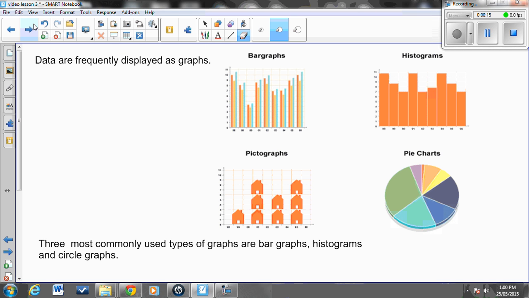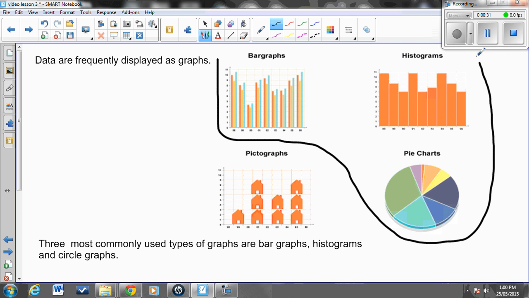So data is frequently displayed in pictorial or visual ways. So we have bar graphs and histograms, pie charts, pictographs, and also line graphs. The most common ones that are used for graphing statistics are the histograms, pie charts, and bar graphs. So these are the ones that we're going to focus on.